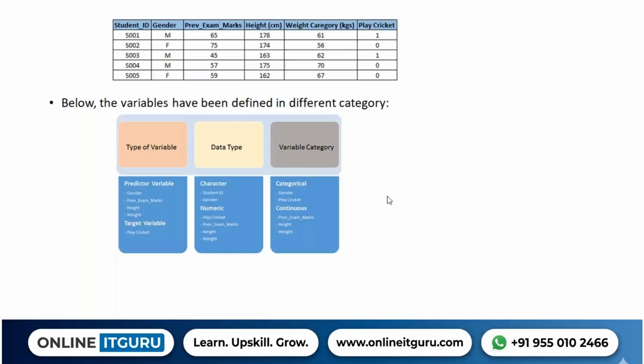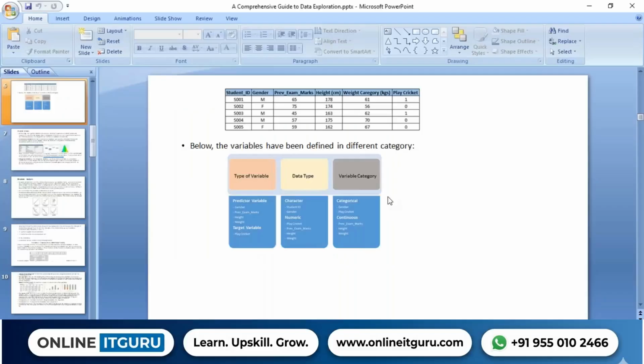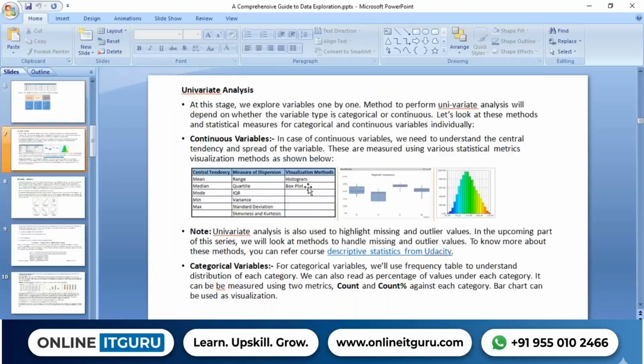So this is how we look at the variable identification part. Then what next will we look into? Univariate analysis. Univariate means what? We take one column. Measures of central tendency means what? Mean value of a column, median, the middle value of a column, mode, the frequent value of a column, minimum value. Measures of dispersion, which means how the data is spread from the center value.